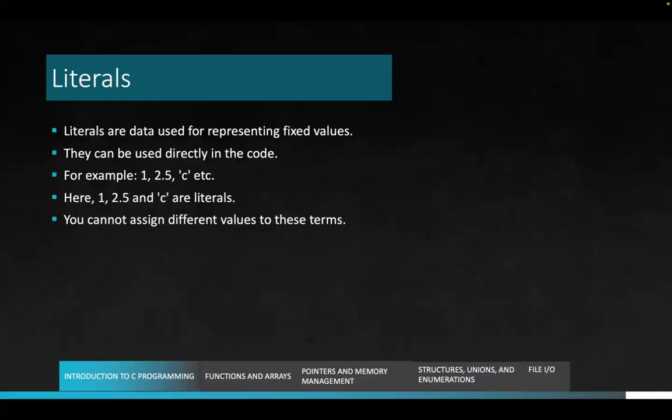Next one is literals. Literals are data used for representing fixed values. They can be used directly in the code. For example, 1, 2.5, c, etc. Here 1, 2.5, c are called literals. You cannot assign different values to these terms. These are already fixed values. They represent a value for these particular names.